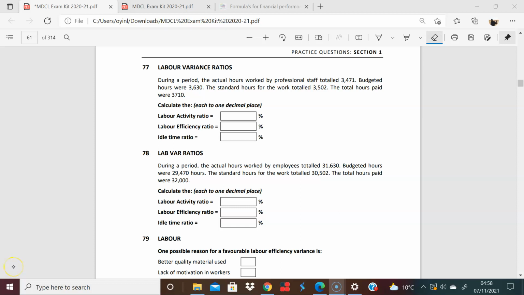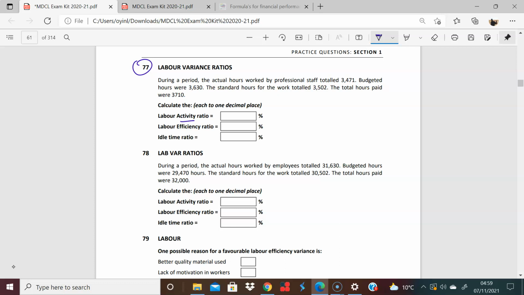Okay, so I'm just going to do 77, and when I do 77, you can apply that to 78. Right, let's look at these labor productivity ratios. Let's start with the first one, labor activity. Labor activity is really set right at the beginning.